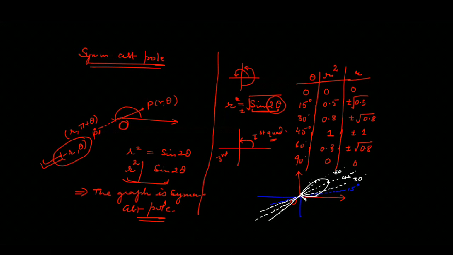So now, since your graph is symmetrical about pole, so you get this leaf. So this is the graph of r square is equal to sine 2 theta. Since the graph is not symmetrical about x-axis as well as y-axis, so we will have only these two leaves, since the graph is symmetrical about pole only. Okay, so this is the graph of r square is equal to sine 2 theta.